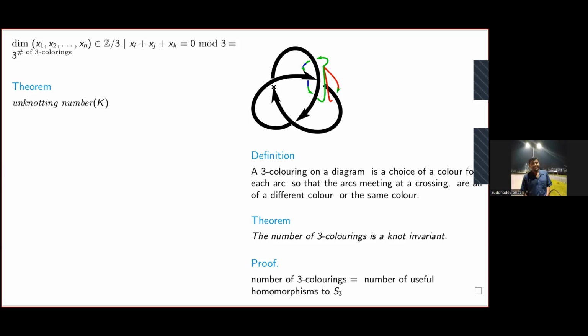So this set is basically you are summing 3 things from the n things, right? But there's not just one relation. There are actually one for each crossing. There are many relations, one for each crossing. Because for each crossing, we have to ensure that the xi's are numbered by 0, 1, or 2, in such a way that whenever the arcs meet at a crossing, they should all be of the same color or all different colors, which in other words means that for each crossing, the sum should be 0. So there are multiple equations.